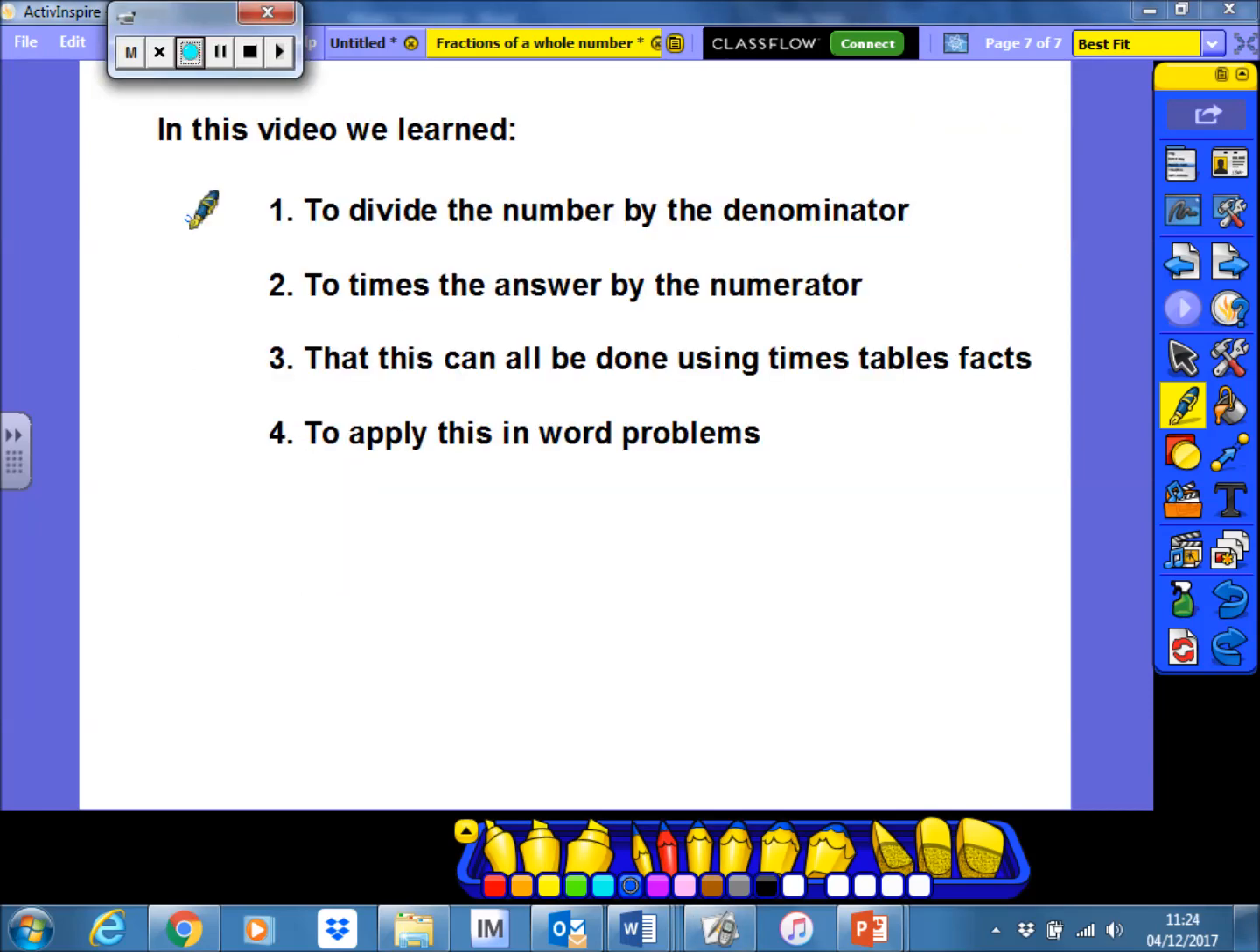So in this video, we've learned that to solve a fraction when the numerator is greater than 1, we first of all have to divide the number by the denominator, by the bottom number. We then have to times our answer by the numerator. And we've learned that all of this can be done using only our times tables facts. So while it can be nice to use counters and split them up into equal groups, it's actually more efficient just to have a good knowledge of our times tables. And then lastly, we examined a couple of word problems and looked at how to apply this learning in the context of a word problem.